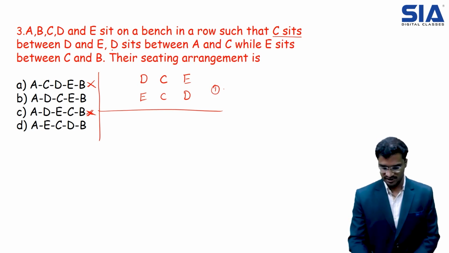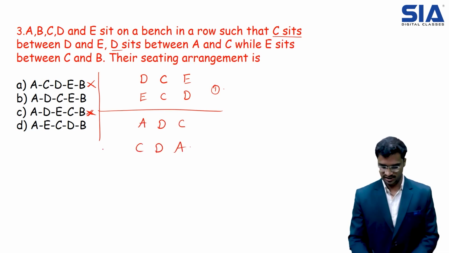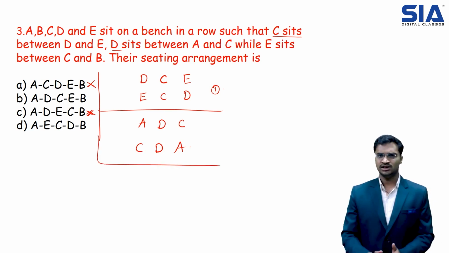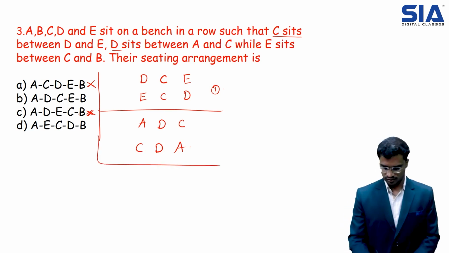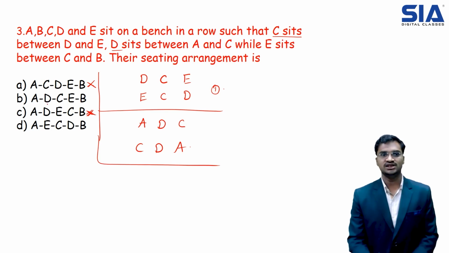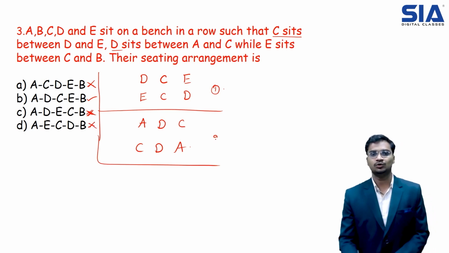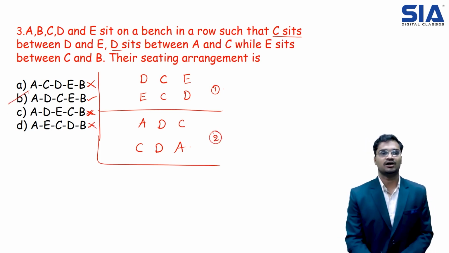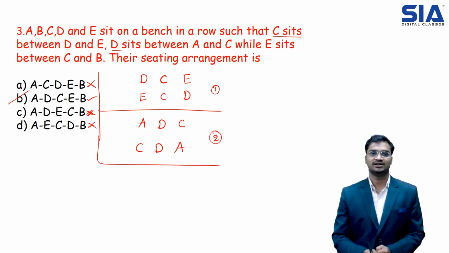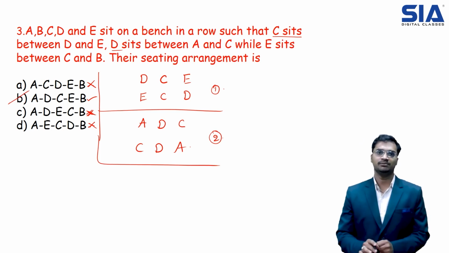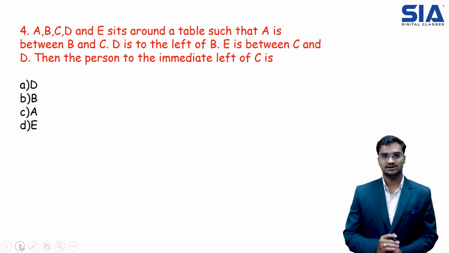Now the second statement says D sits between A and C. D is sitting between A and C. Let us check whether D is sitting between A and C. So in the second option, is D sitting between A and C? Yes, he is sitting. Now in the fourth option, is D sitting between A and C? No. So only by using two statements I can conclude that our answer B is the correct answer. Their arrangement is A, D, C, E, B. Okay. Now coming to the next question.